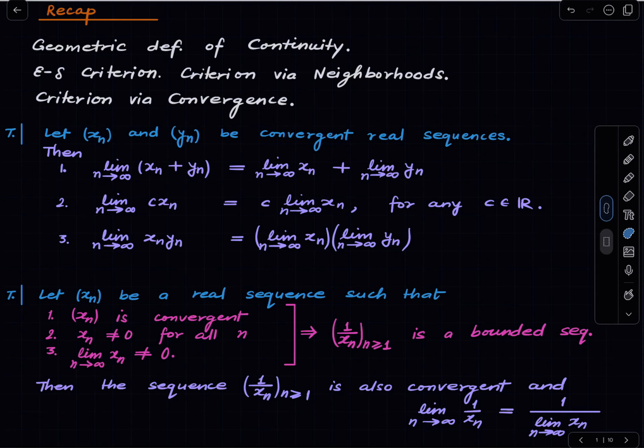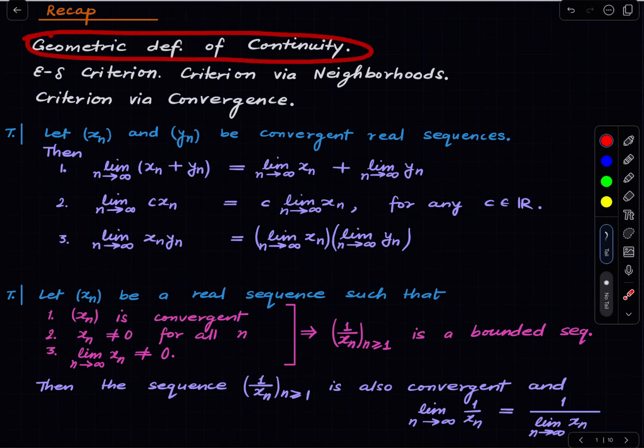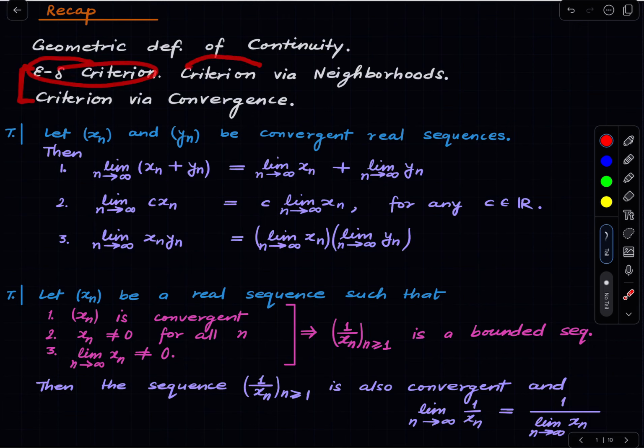In this lecture, we will be looking at sums and products of continuous functions. So let's recall some relevant things. We have discussed the definition of continuity, and then we discussed various equivalent criteria. We discussed the epsilon delta criterion, the criterion via neighborhoods, and for this lecture, we will be using the criterion via convergence. What does it say?